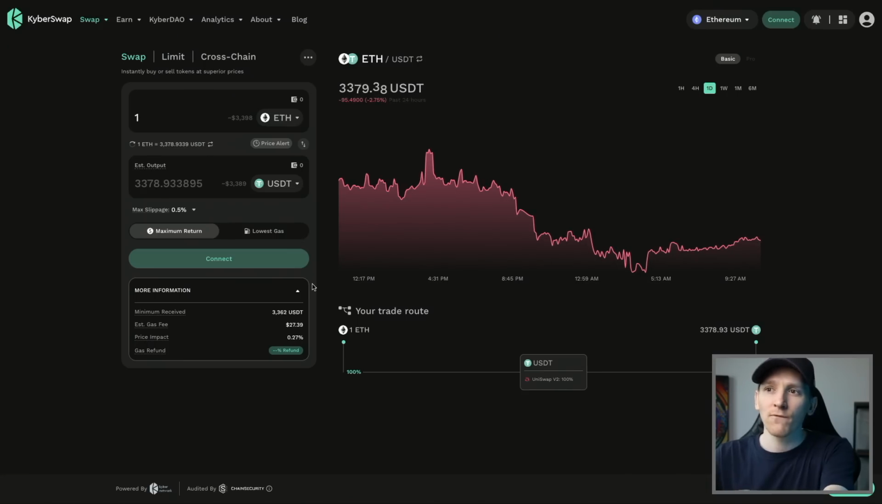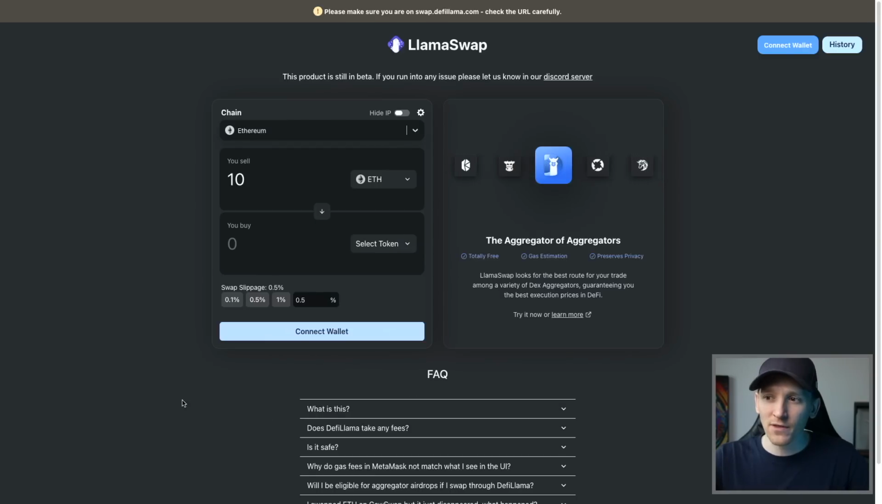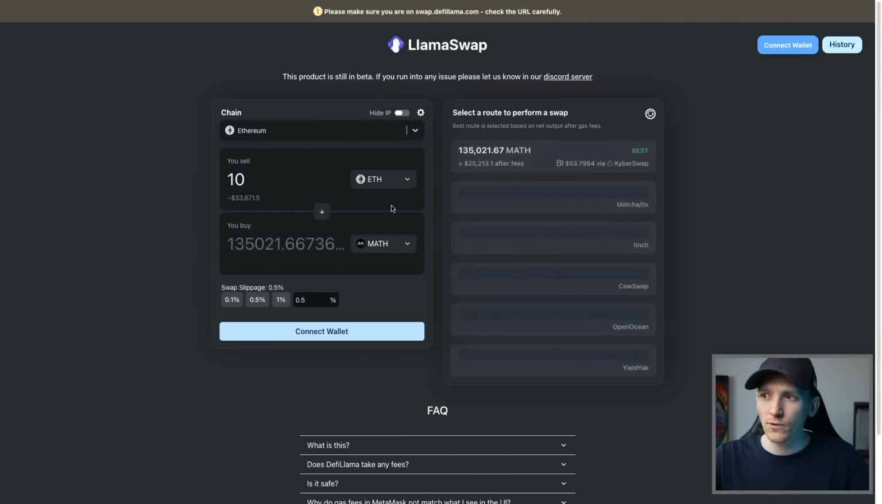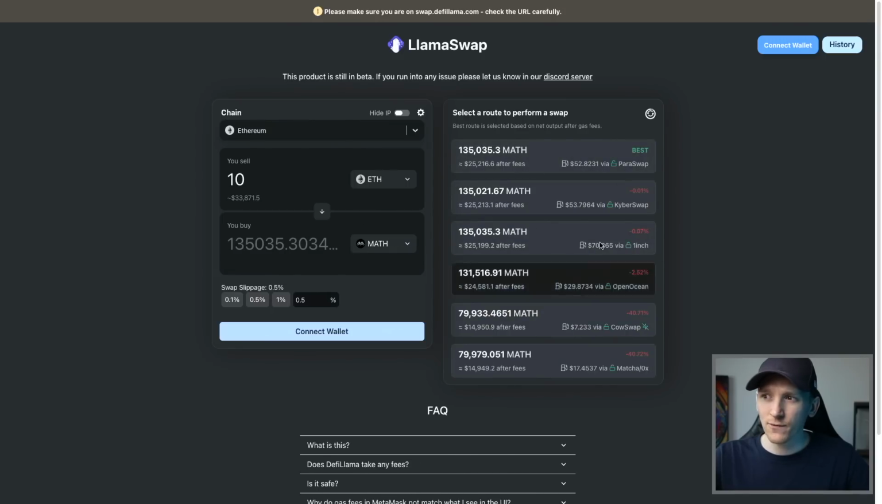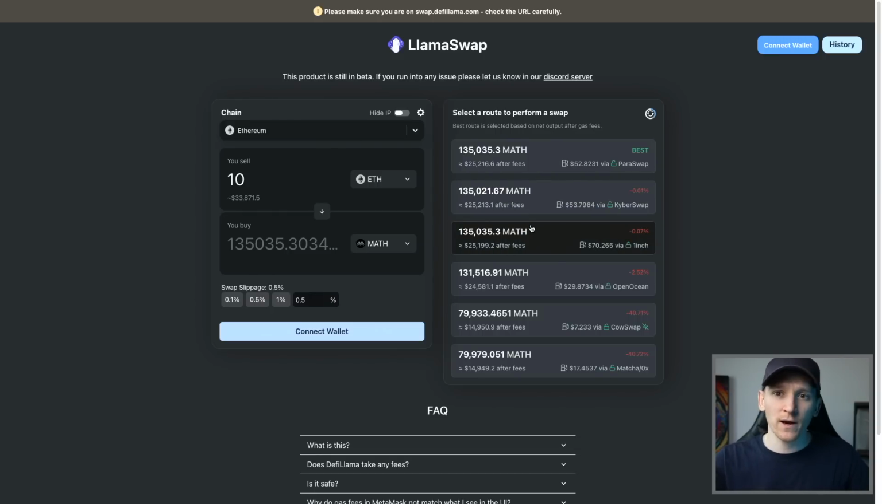KyberSwap is another one, very, very similar. I'm trading ETH for USDT and it's telling me that it's going to put my order into Uniswap v2. LlamaSwap is yet another. Again, just choose the amount that you want to trade, choose the token that you want to swap it into, and look, it's going to give you a list of them here. This exchange is the best one, which is Paraswap, KyberSwap down here, 1inch as you can see. So you can see what's the best trade for you at the current time.